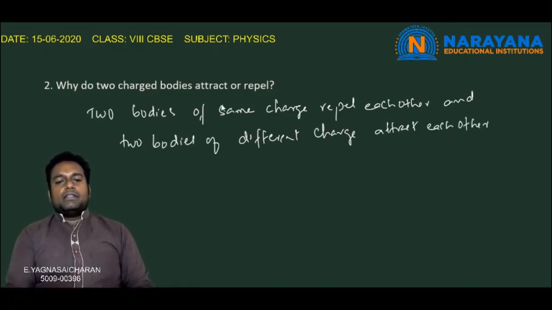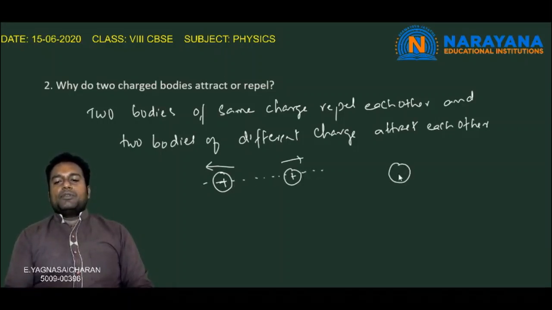Let us consider the two bodies of same charge. Let us say it may be either positive and positive or negative and negative. So there will be a mutual electrostatic repulsive force upon them, and the force will be in the direction of the line joining the two charges. Whereas when we consider a positive charge and a negative charge, along the line joining them, the force will be acting towards each other. So we can just say the two bodies of same charge repel each other, and the two bodies of different charges attract each other.